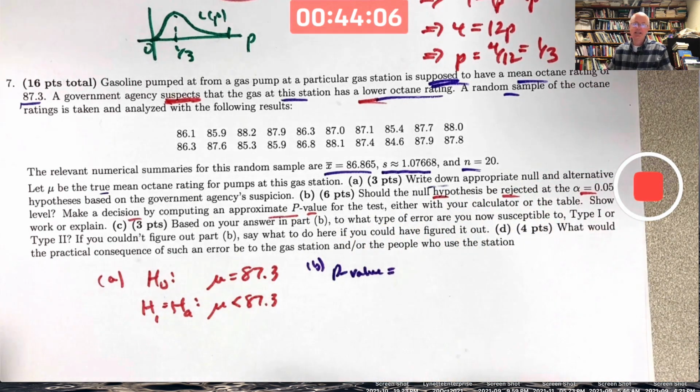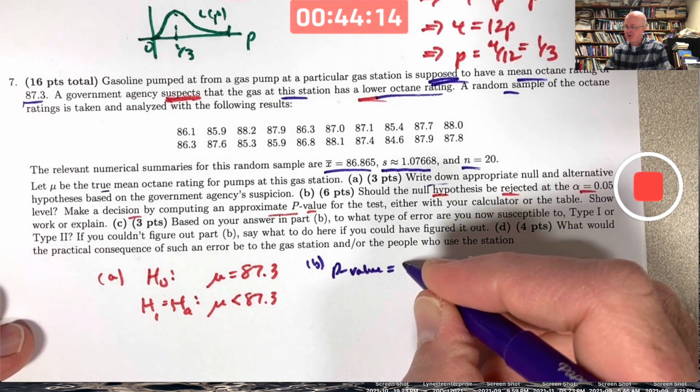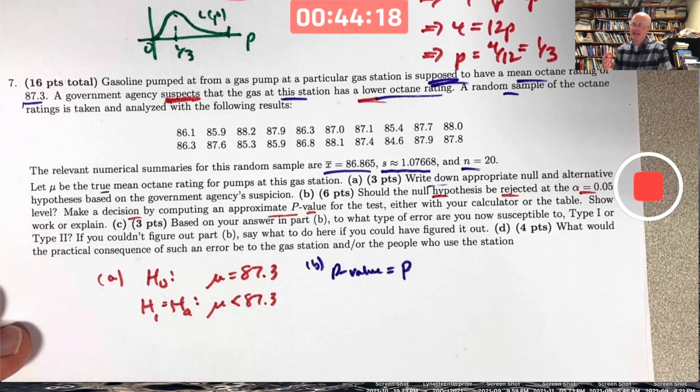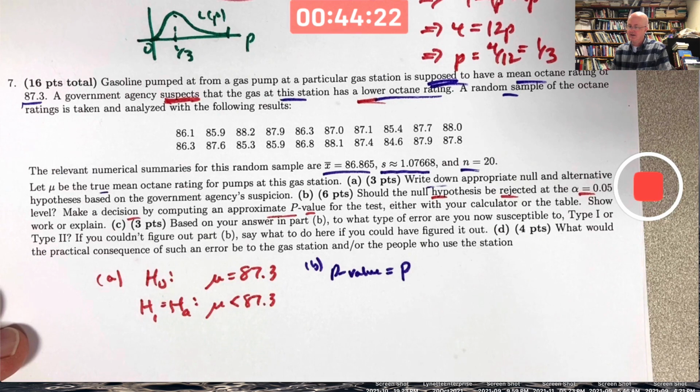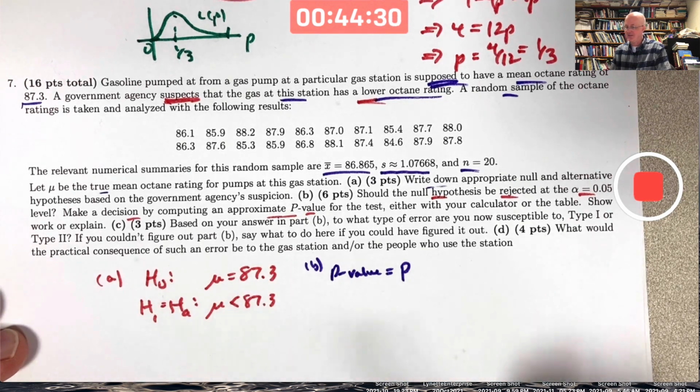You can ask many scientists on the street what a p-value is, even though they use it all the time, they will often get it wrong. It is the probability of observing a test statistic as extreme or more extreme as what you actually observed under the assumption that the null hypothesis is true. Okay, that's a mouthful.